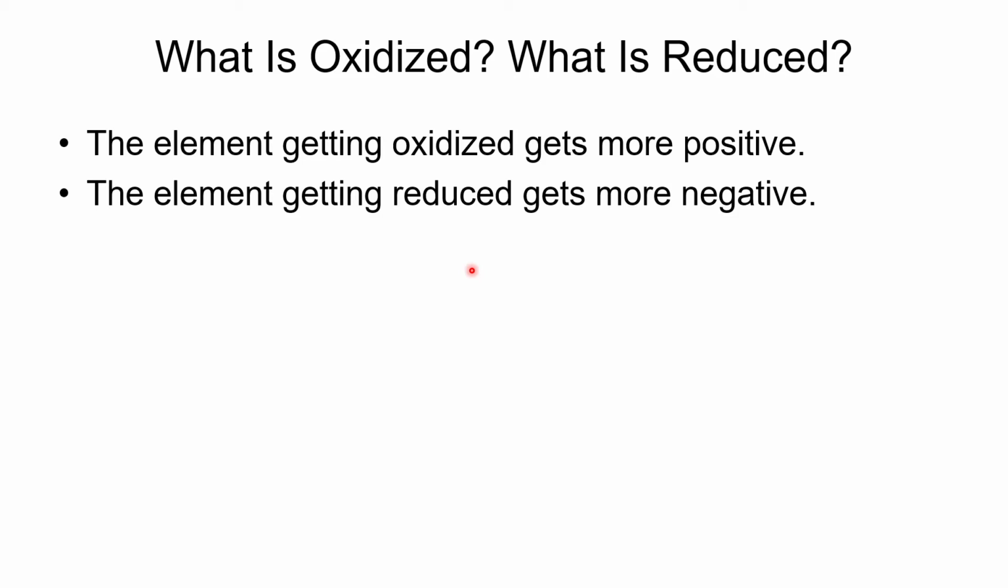We can't have balanced redox equations without it. If one thing gets oxidized, something else has to get reduced; we can't have one without the other. We always have to have oxidation and reduction going on at the same time.